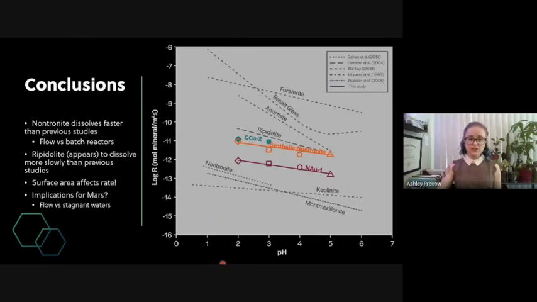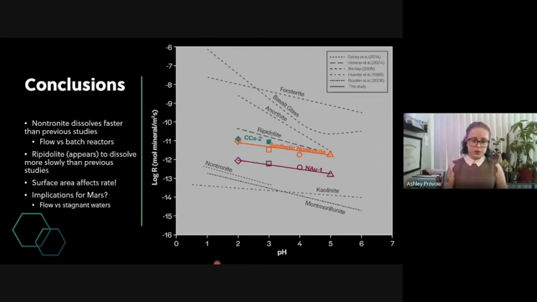So I hope I've convinced you that surface area is very important when it comes to dissolution rate. Again, we're seeing that these nontronites are a lot bigger than the rhyolite, and so they are going to produce slower dissolution rates than the rhyolite.